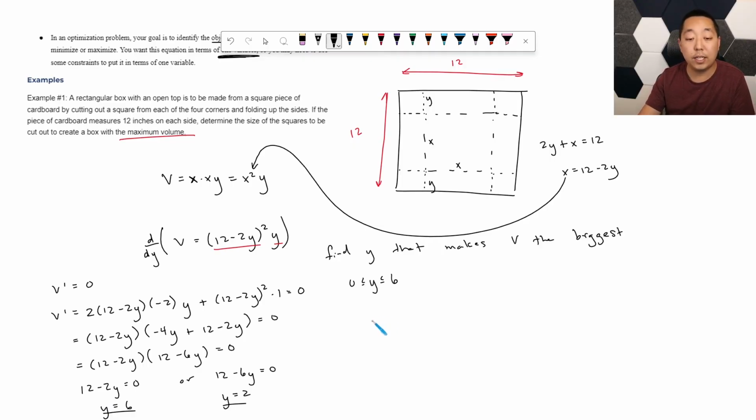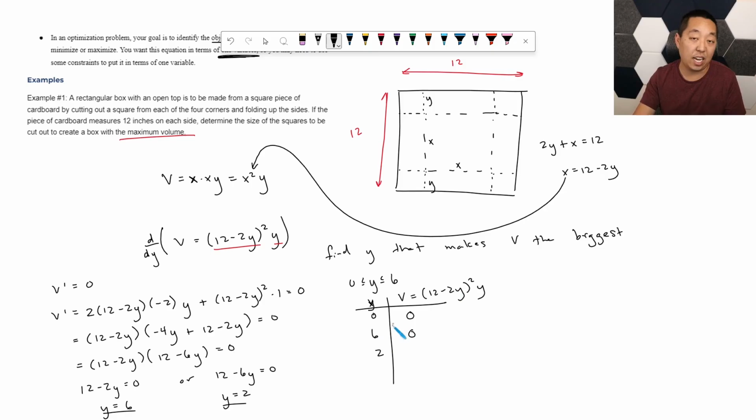So then, remember our candidates test, we're going to pick y equals 0, and 6, and then 2 as our critical points. And then we're going to find the volume. The volume is equal to 12 minus 2y squared times y. Now, if I plug in 0 to here, I'm just going to get 0, because this is 0. If I plug in 6, this will be 0, so I'll get 0.